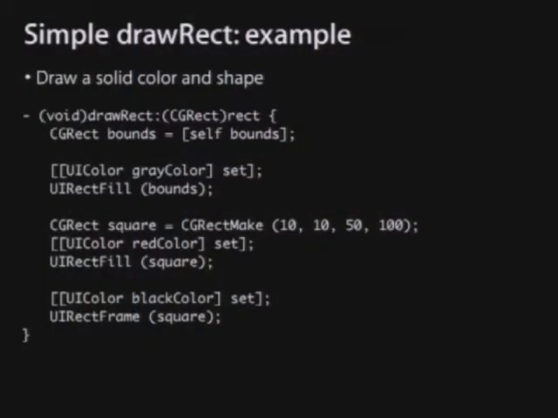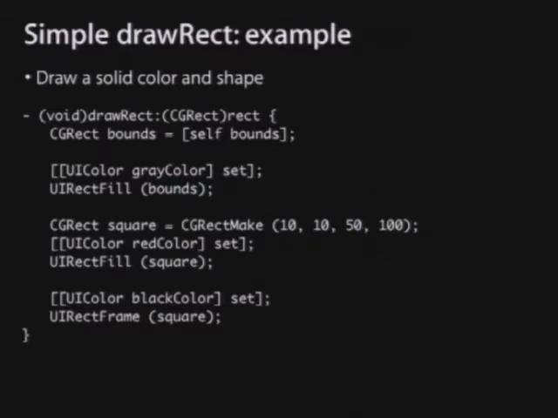All right, so here's a quick little drawRect example. In this case, we're going to draw a square. We set the color to gray. So we start by taking the convenience gray color, UIColor, and we say set. So we set the color for the context, and then we say rect fill on the bounds. And the bounds is the entire rectangle that was requested of us to draw.